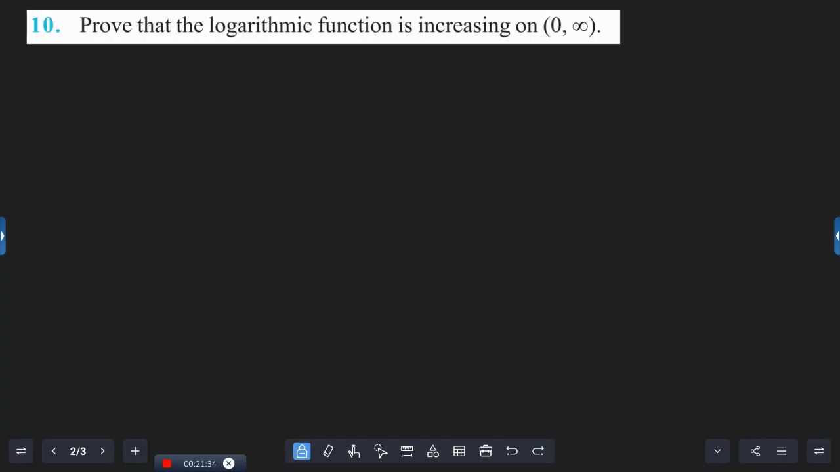Prove that the logarithmic function a log. Let f of x be equal to the logarithmic function, log x. Logarithmic function means what? Log x is increasing on the positive real numbers, that is 0 to infinity.